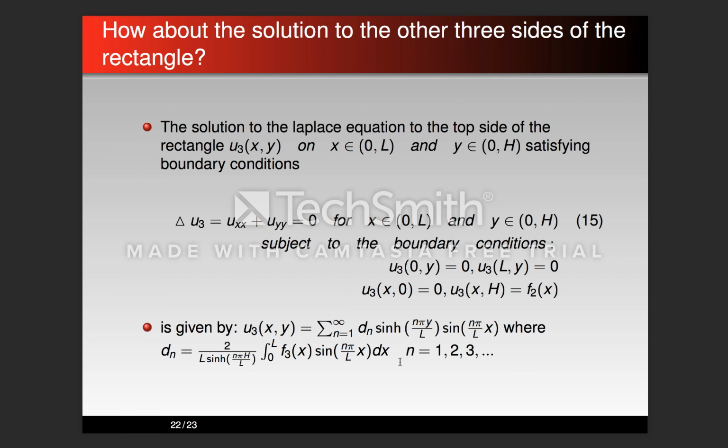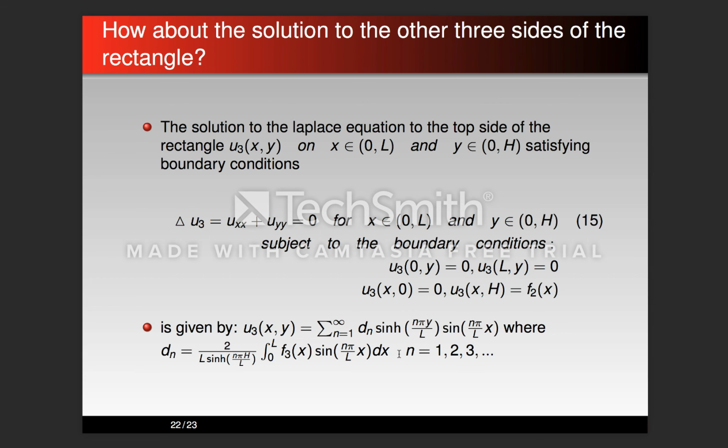And finally, the solution to the Laplace equation on the top side of the rectangle is given by this equation, where u3(x,y) is equal to the summation from n equals 1 to infinity of d_n sinh(nπy/L) sin(nπx/L), where the coefficient d_n is computed in this manner, 2 divided by L sinh(nπh/L), where the integral goes from 0 to L of the function f3(x) sin(nπx/L) dx.